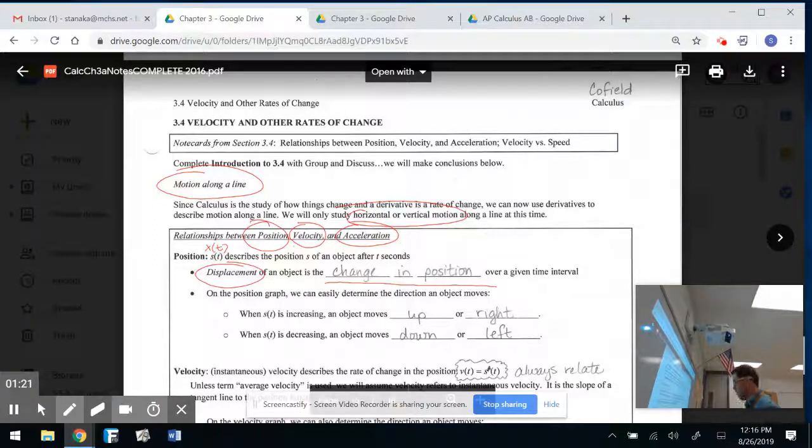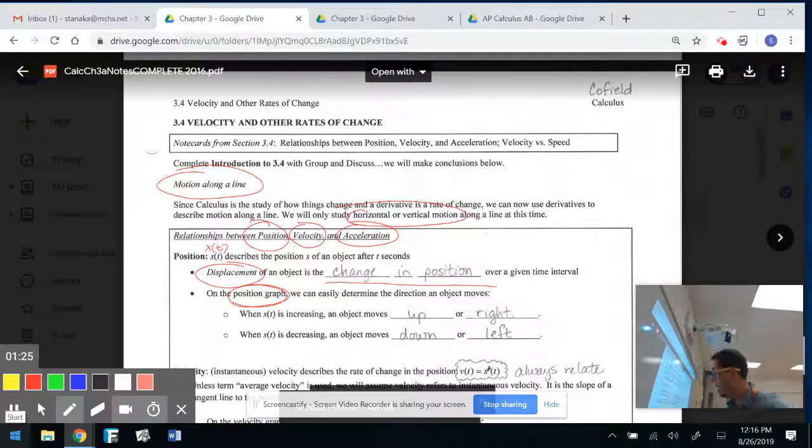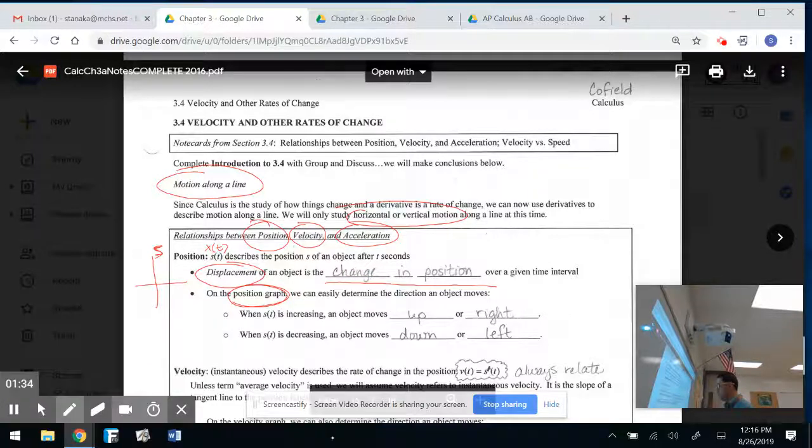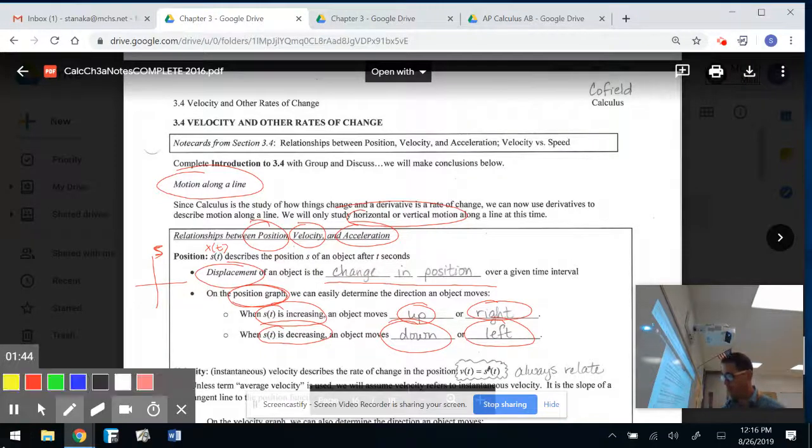On the position graph, once again, it's very important to understand what graph you're looking at. If I'm doing a problem and it has a little s up here, then that means it's the position graph. We can easily determine the direction an object moves. When s of t is increasing, we say it's moving up or to the right. When s of t is decreasing, we say an object is moving down or to the left.